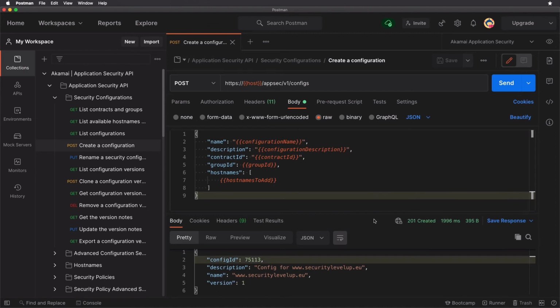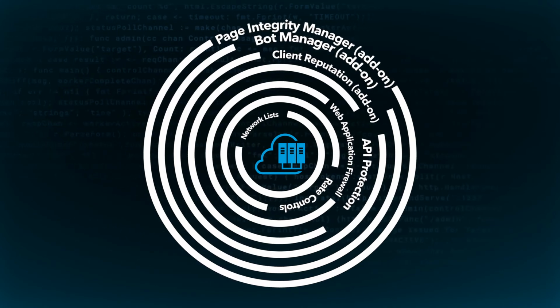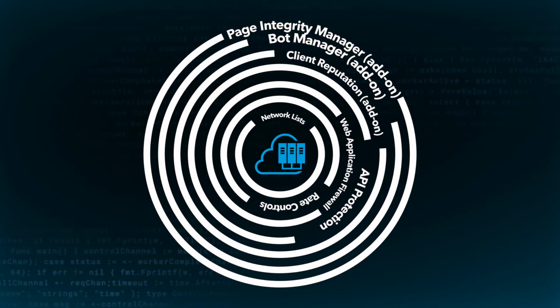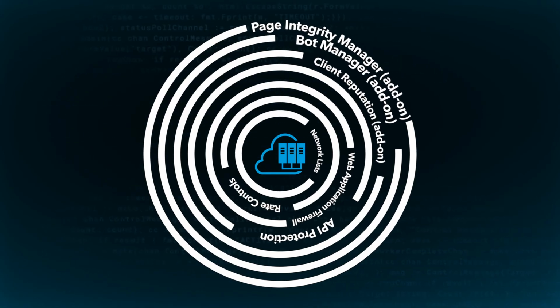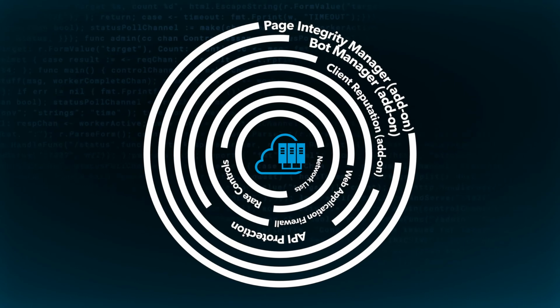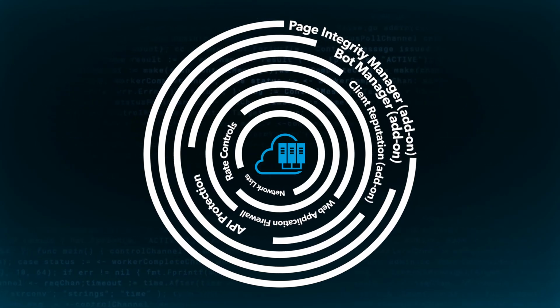It starts at version 1, and we can continue to build on and layer in all the different settings that we need. As mentioned before in previous videos, you are going to be looking at elements such as network lists, WAF rules, custom rules, rate controls, and other types of settings in order to build up your security configuration.